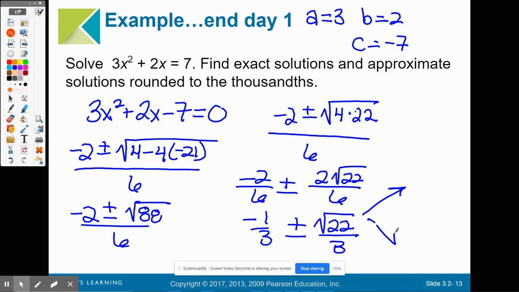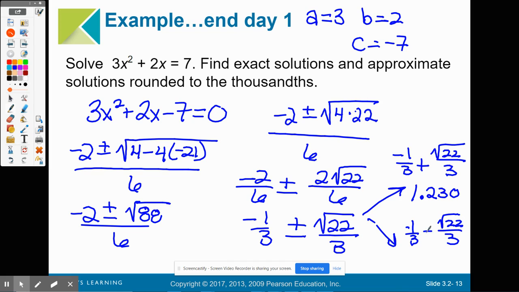What are the approximate? Well, you will type in your calculator negative 1/3 plus the square root of 22 over 3, and I get 1 point, how many? 3 decimals? 1.230. Now I'll take negative 1/3 minus the square root of 22 divided by 3. Negative 1.897. And that's how you do the quadratic formula.